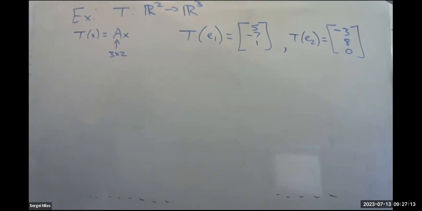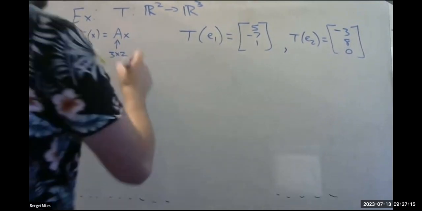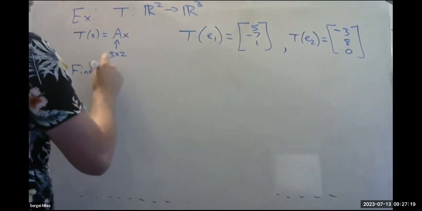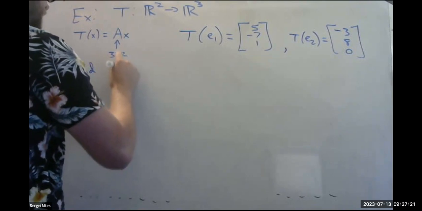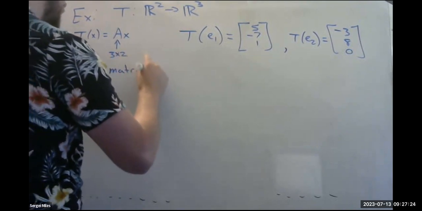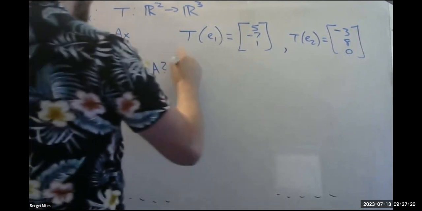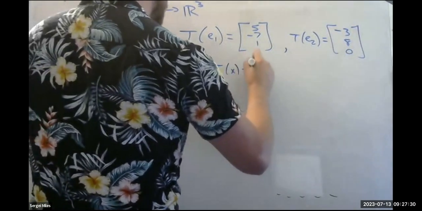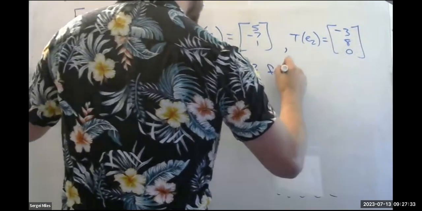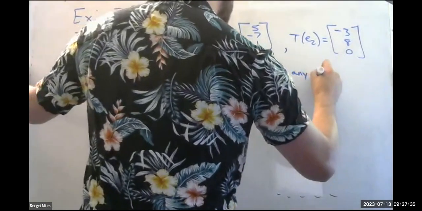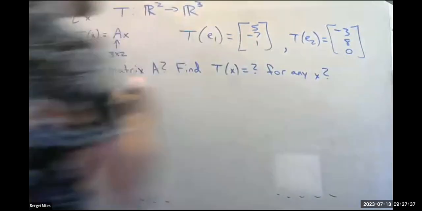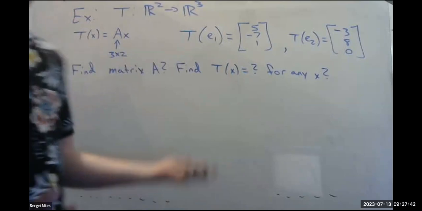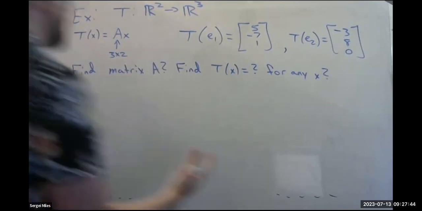What can we tell from this? Can we find the matrix A? Can we find what T of X is equal to for any arbitrary vector X, right? Let's work with this second question first. Can I figure out what happens when I plug in some X?